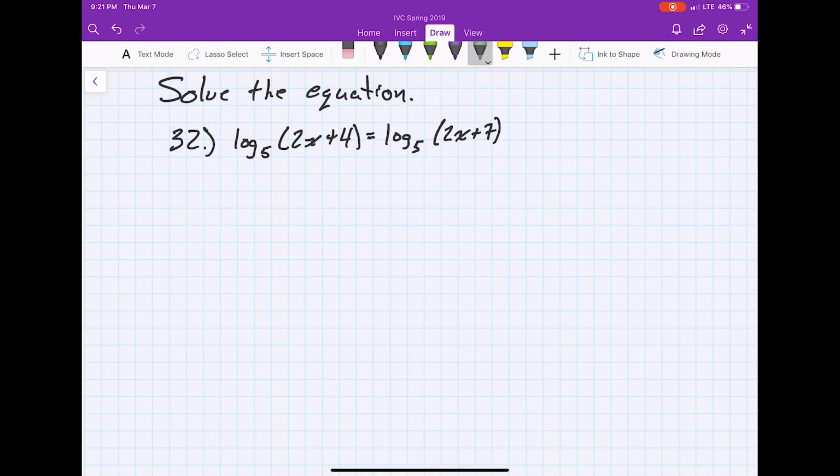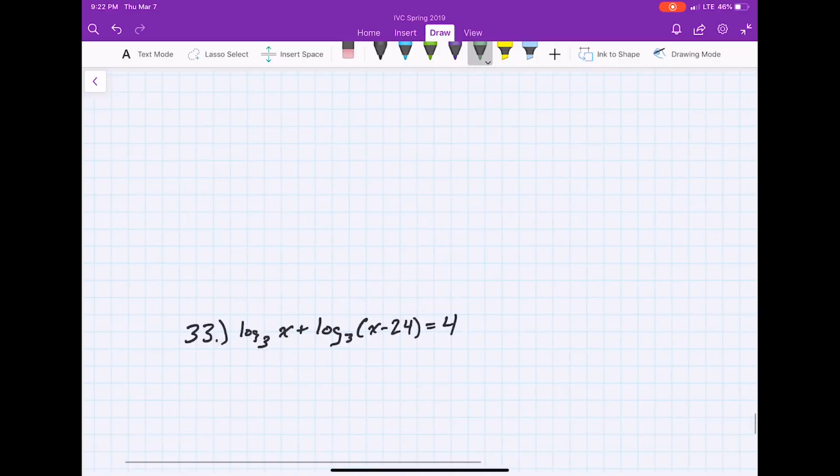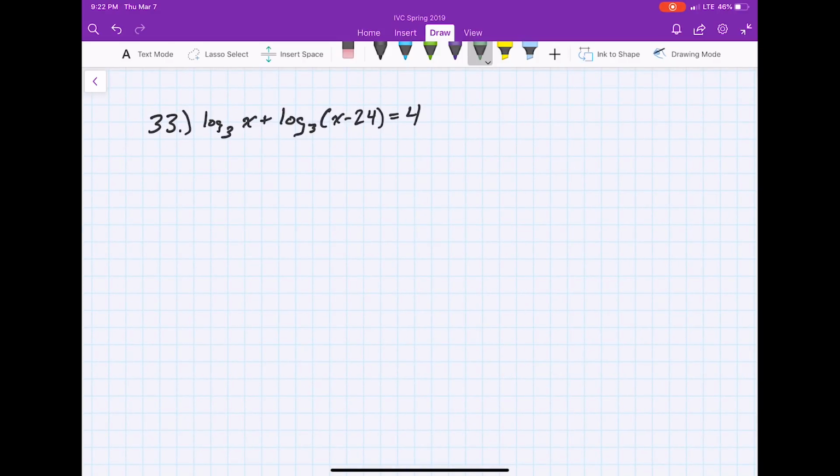All right, so we are going to solve these equations. Notice that we have this log base 5 is the same. So really we can just take 2x plus 4 is equal to 2x plus 7. So the 2 x's are just going to go away, and then 4 equals 7. Nope, doesn't happen. So this one, pretty easy. There's no solution. Anyway, moving on to 33, sorry.